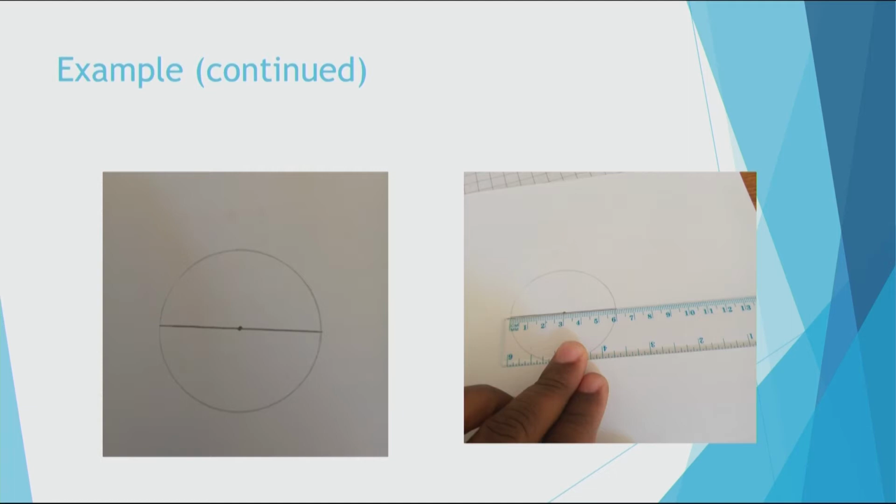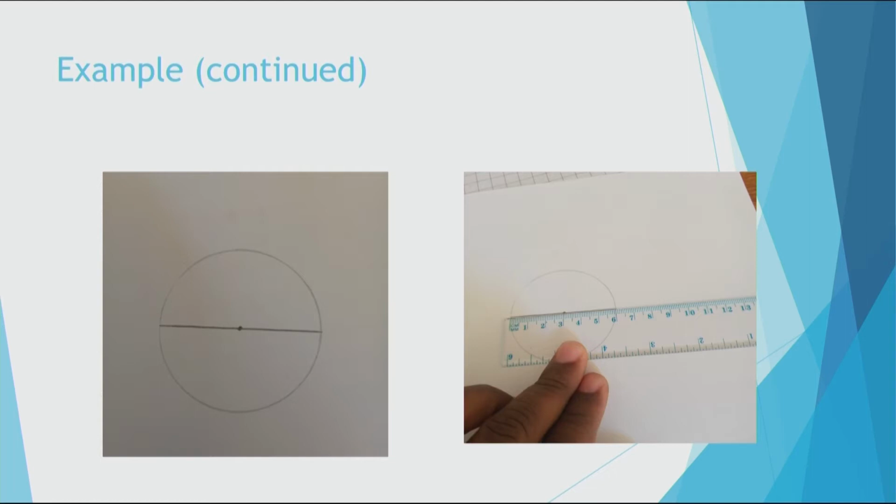Draw the circle. Then, after drawing the circle, draw the diameter in the middle there. After drawing the diameter, prove that one by placing the ruler again to check if truly it gives you 6. So here, as you can see on this picture, it gives us 6. Hope you're following. Thank you.